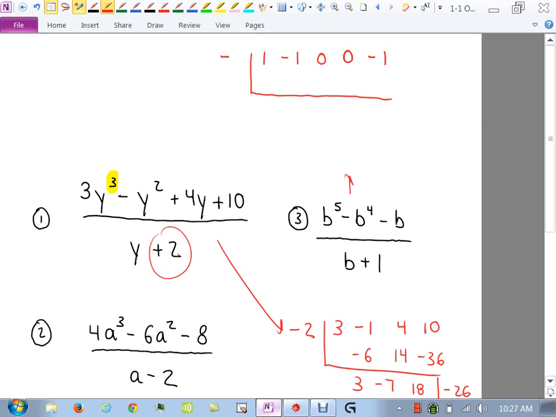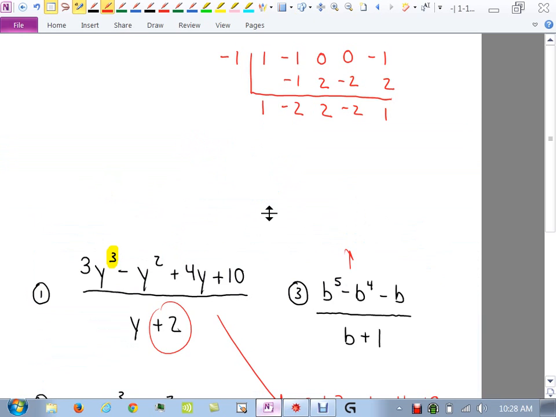Now on the outside, -1, opposite of what was there. So then 1 comes down, that's -1. Add down -2. Multiply, negative times negative is positive. Add down is 2. Multiply -2. Add down -2. 2. Remainder 1. What's the power on my answer going to start with? b to the 4th, right? So I have 1b to the 4th minus 2b to the 3rd. Powers keep coming down. Plus 2b squared minus 2b. Now be real careful. That 1 was your remainder, wasn't it? So then I put plus the remainder, 1 over b plus 1.